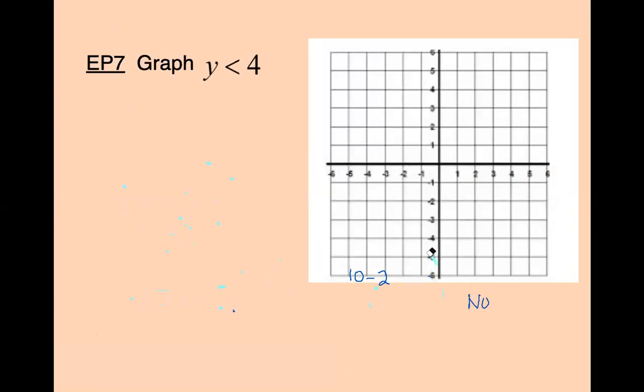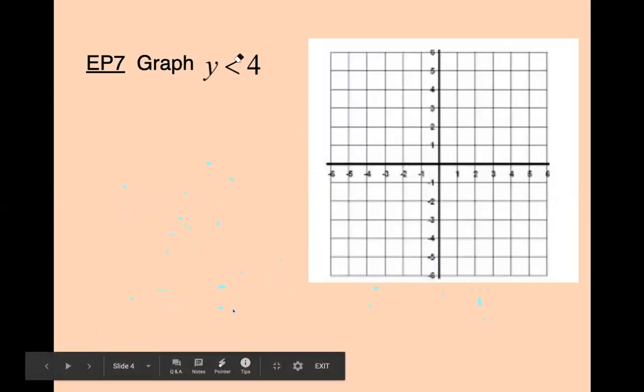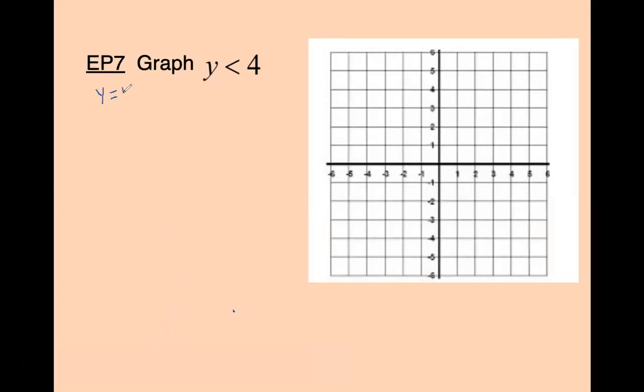Now we had problems like this before when we had number lines. And it's the same idea, but the one thing I want to think of when I'm doing these is instead of thinking of it as an inequality, like y is less than 4, I can think of this as an equation. So y equals 4. If I were to graph the line y equals 4, that would be a horizontal line passing through 4 on the y-axis.